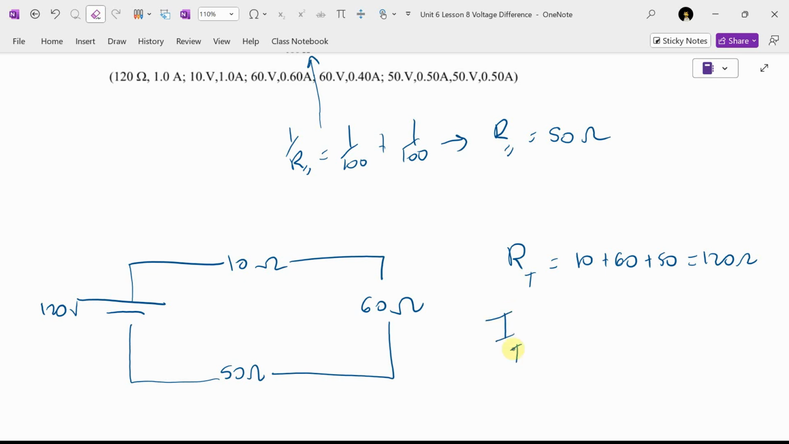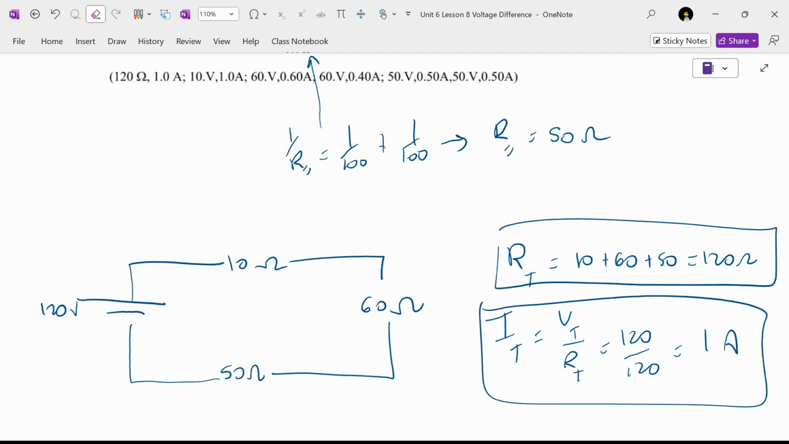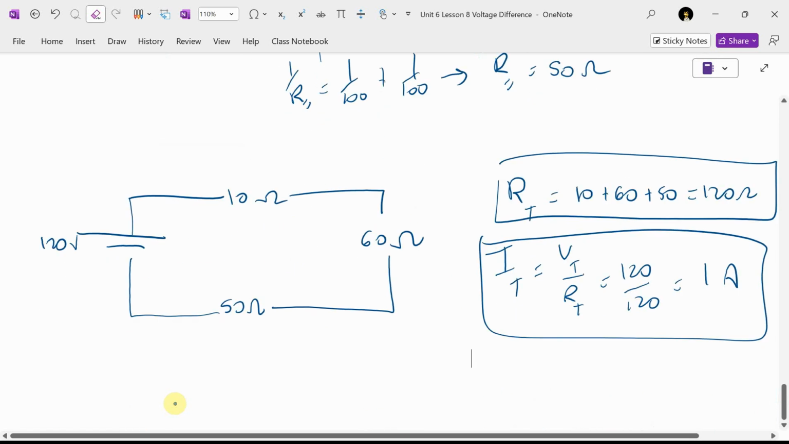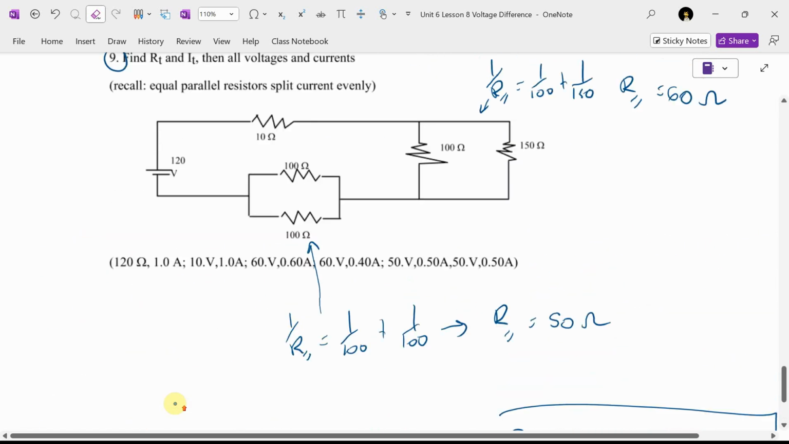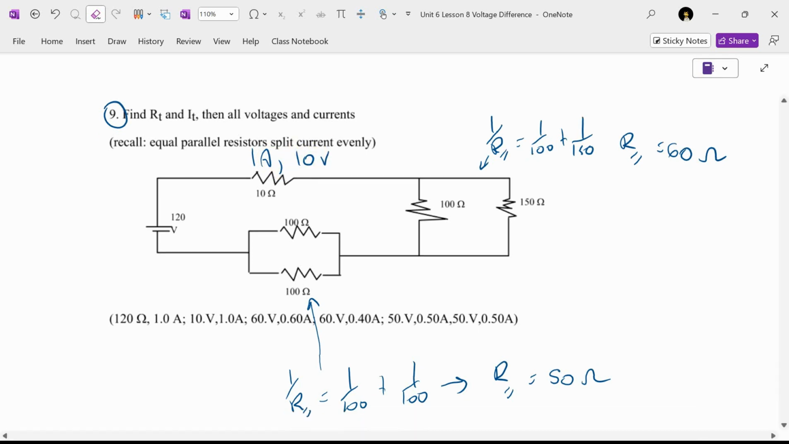Now I'm doing good. I total is going to be V total over R total. It's going to be 120 divided by 120. Hey, I can even do the math in my head. Maybe you can. It's going to be 1 amp. So they wanted me to find total resistance, check. They wanted me to find total current, check. What else did they want me to find? All voltages and currents. So, well, this is 1 amp. So it's going to be 10 volts.